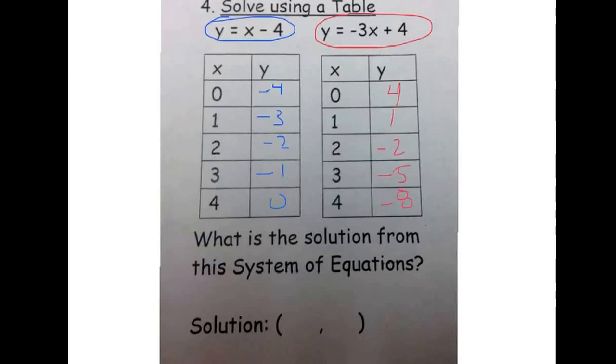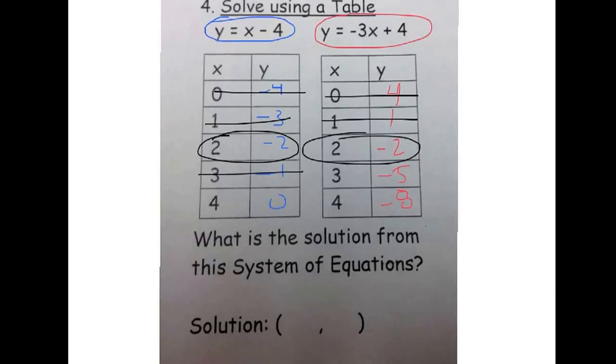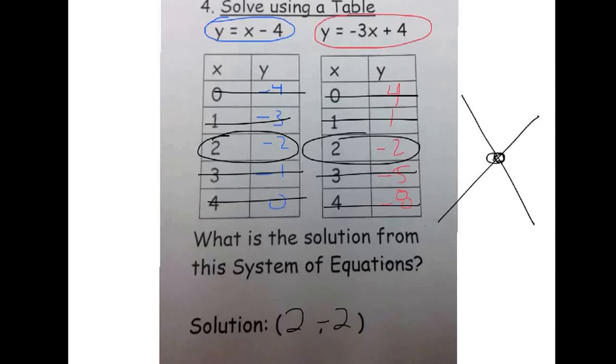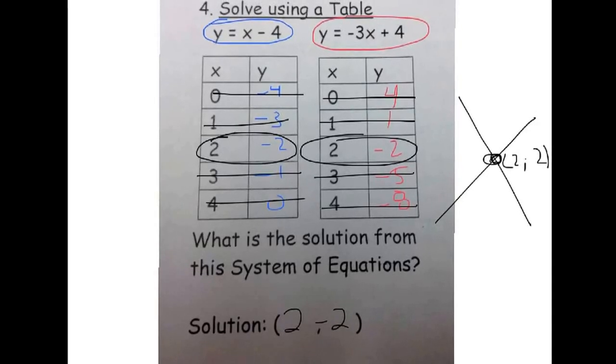And I'm going to go through the same process I did just a second ago. 0 goes with -4, not 4. 1 goes with -3, not 1. 2 and -2 go together. Those don't, and those don't. So our answer is 2, -2. This is the only spot in there where they're the same. So these must hit at 2, -2.